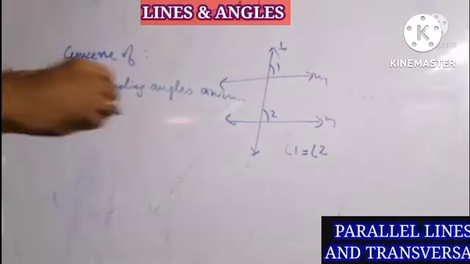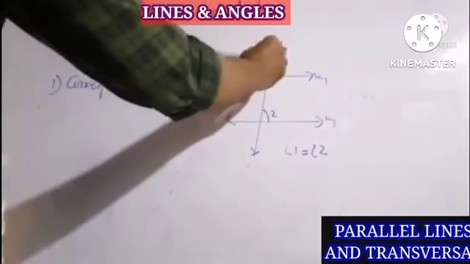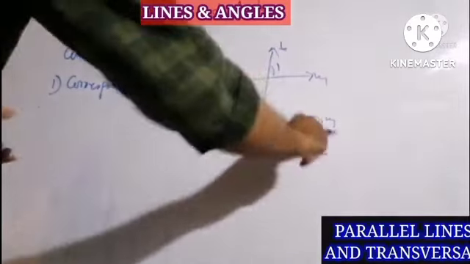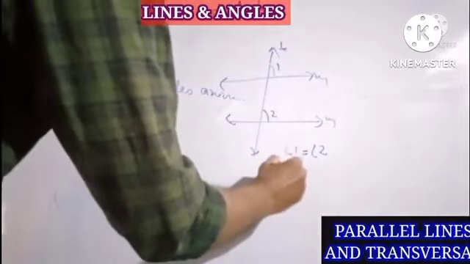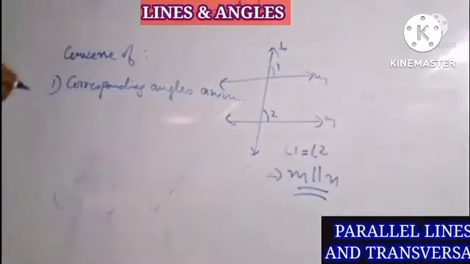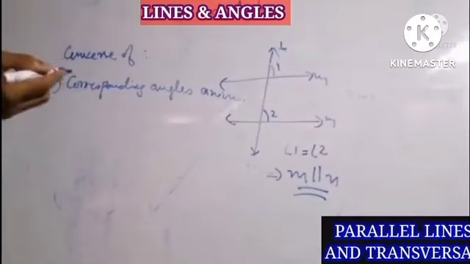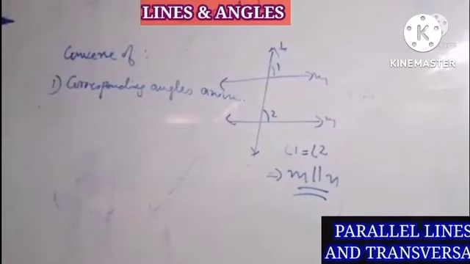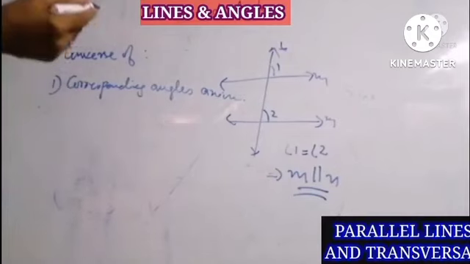Okay, it is given that two lines are intersected by a transversal and corresponding angles are equal. So what will happen when corresponding angles are equal? We know that for corresponding angles to be equal, the lines must be parallel. Then we can say that M is parallel to N. This is the converse of the corresponding angles axiom. When two lines are intersected by a transversal and each pair of corresponding angles is equal, then the lines are parallel. That is the converse of the corresponding angles axiom.